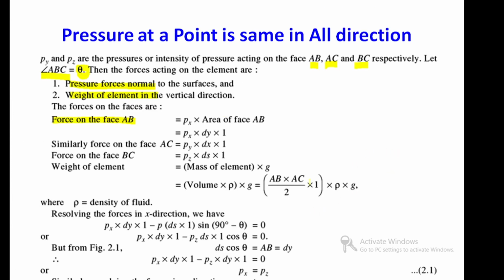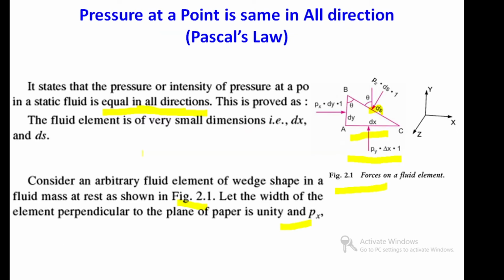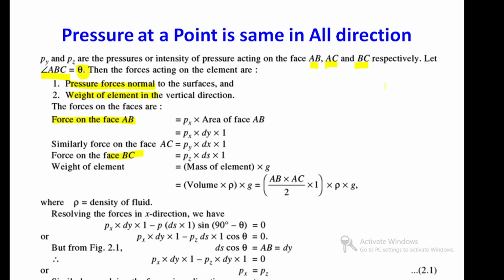After that, similarly BC. This is BC. Here also you have pressure into area, Pz into ds into 1.